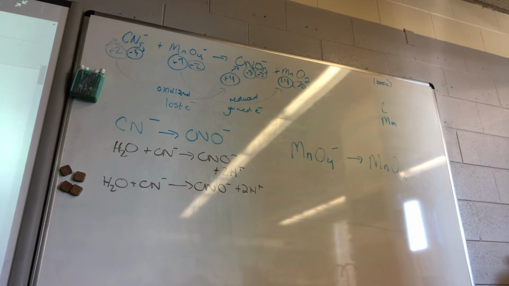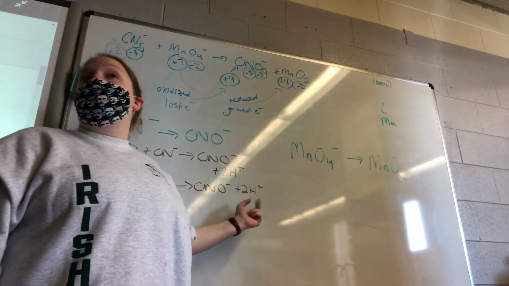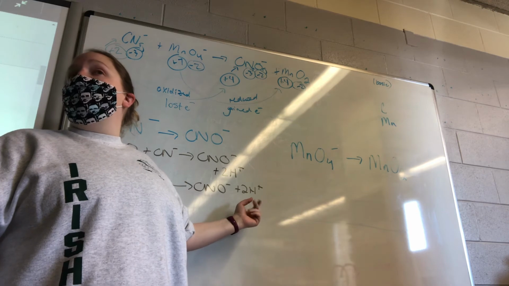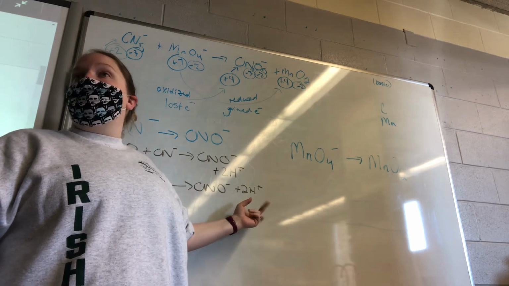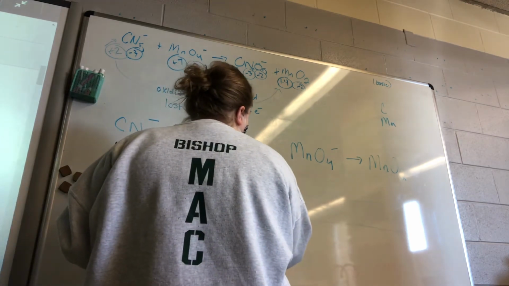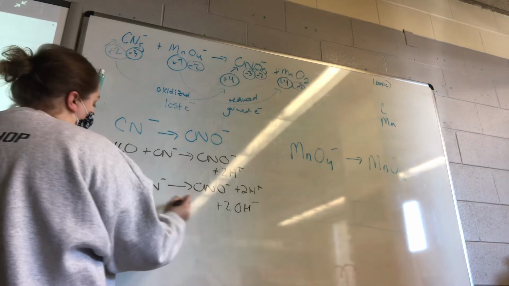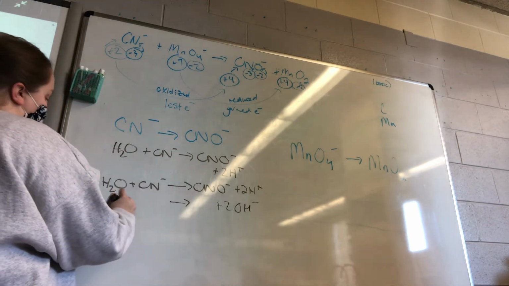All right, here's the additional step because we're in basic solution. Since we added 2 H pluses and we do not want to have protons present in our basic solution, we have to add hydroxides on either side to get those hydrogens to become waters. So how many hydroxide groups do we need to add? 2. So we're going to add 2 OH minus to this side, but since we added it to this side, we got to add it to this side too.